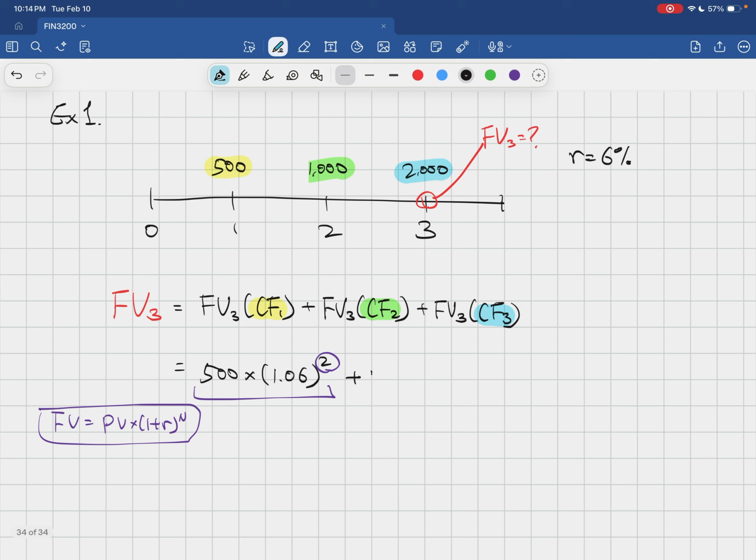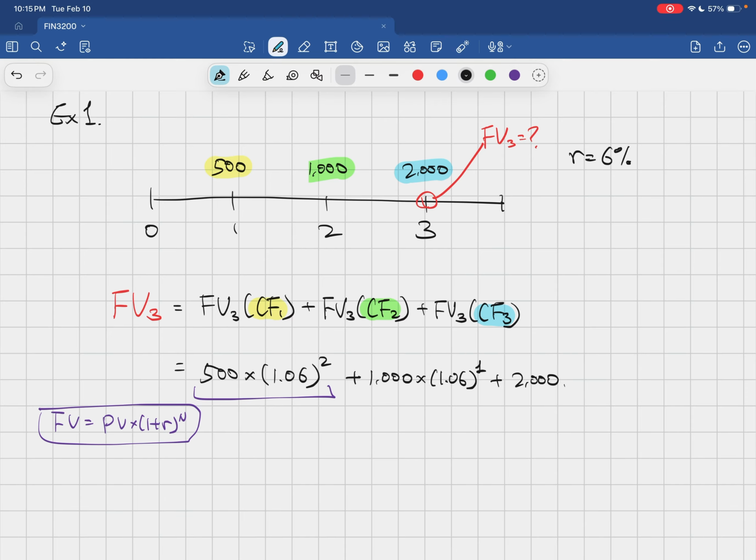Okay, so the green cash flow, we'll do something similar. 1000 times 1.06 to the first power. Again, here n is 1 because we're going from time 2 to time 3. Okay, 1 compounding period. And the last cash flow is $2,000. So the third cash flow, the $2,000, we don't do anything with it because it's already expressed in time 3. It already occurs in year 3.